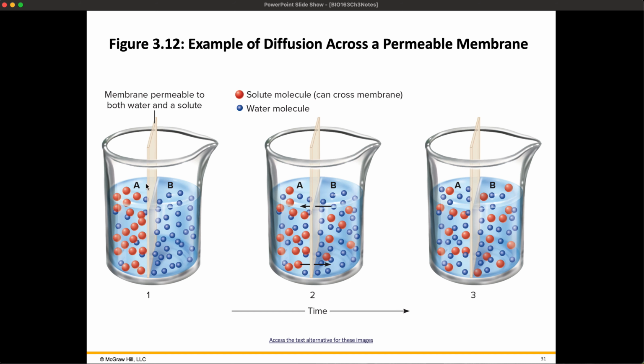So diffusion now across a permeable membrane. We still have this kind of sugar water, but now we're adding a membrane that is permeable to both water and a solute. Water is obviously the solvent, so everything is being dissolved into water, and the solute is the solid. It's the thing that's being added into the solvent and creating the solution.